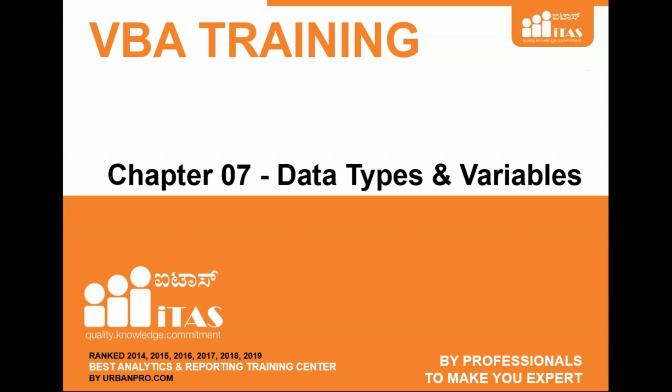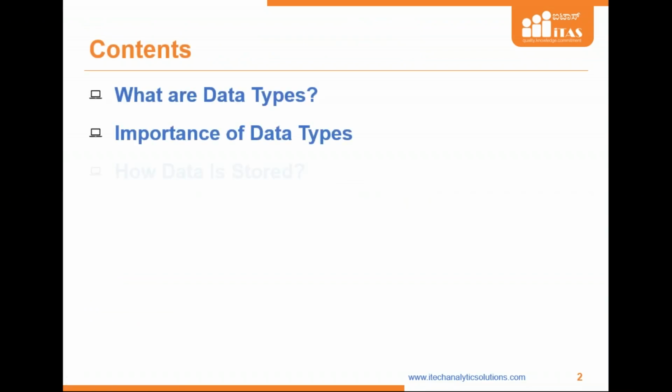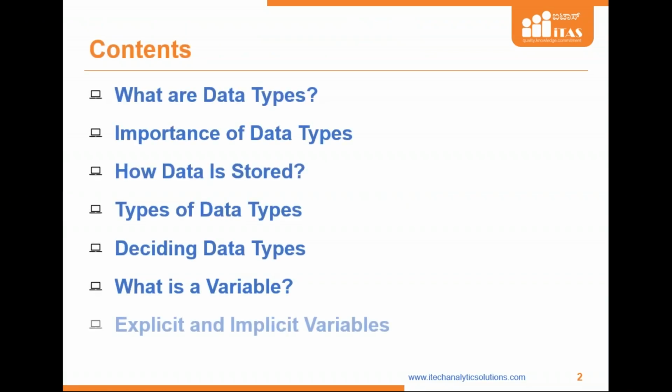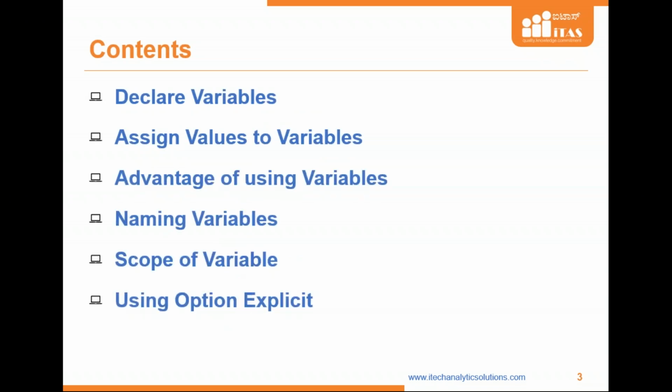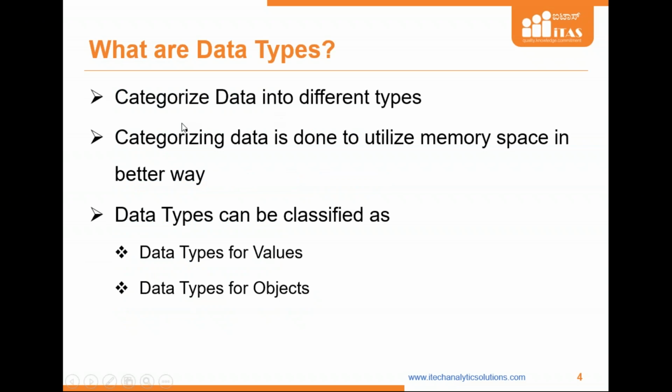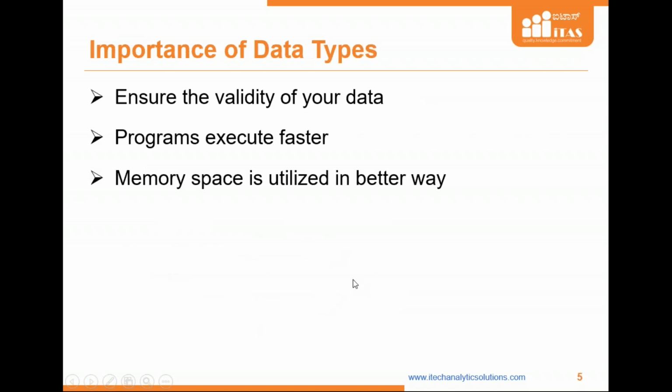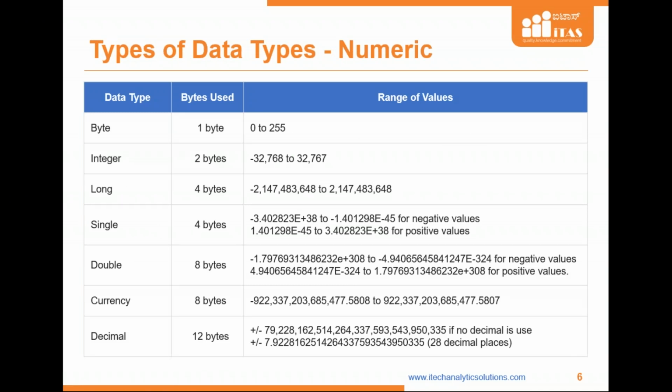Let's go here. I'll show you what topics we'll be discussing. See here, these are the topics. I'll send you this presentation as well so that you can go through all these things. So I was talking about data types, that is categorizing your data, and then how to utilize the memory space. And I also talked about the classification, that is based on values and objects. Now let me go to the different types of data types we have.